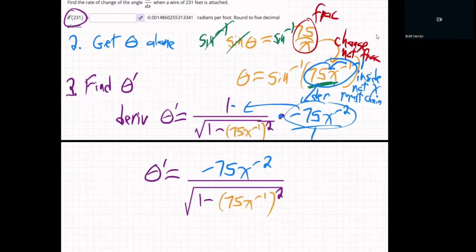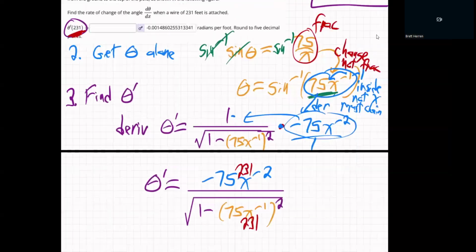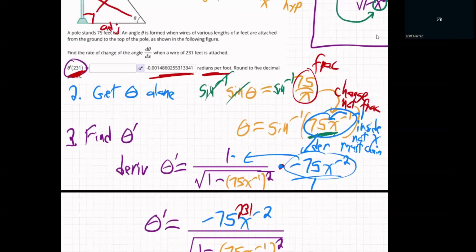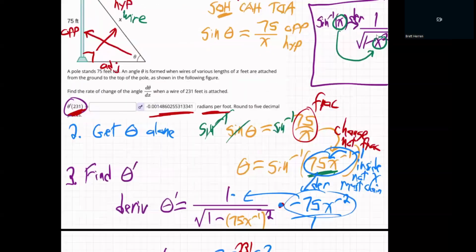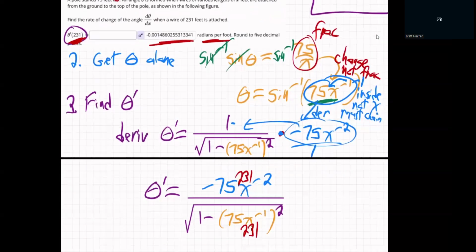They're going to say, okay, you got the derivative. You got all that work done. Now plug 231 into that derivative. So now I'll just plug in 231 there, 231 there for x. Hit the buttons on your Desmos calculator, and you'll get this. It's radians per foot. That's how the angle's changing as x changes. And so there we go.